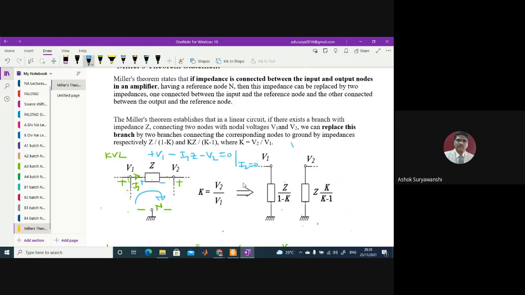Under this condition, what will be the value of I1, because we want to find out Z1, the Miller's input impedance ZMI seen from this side. So it is V1 by I1. We are interested in the V1 by I1 ratio right now, when I2 is 0. From this particular equation we can find that ratio, so let us simplify this.